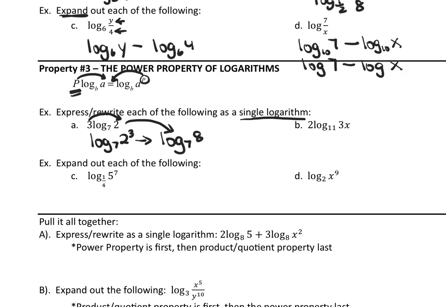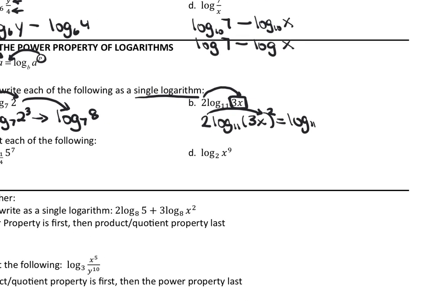And then just be careful with the second one. Yes, we have to bring this 2 back. The key is it's the exponent on the entire argument. So this 3x technically should be in a parenthesis there. So when we bring this power back, it's an exponent on the entire parenthesis. So if I ask you to simplify it, we don't want to leave it as log base 11 of 3x squared. We would want to actually square it and get log base 11 of quantity 9x squared.